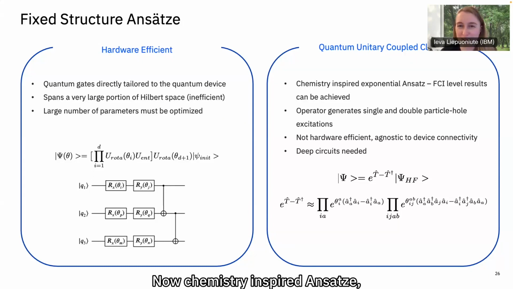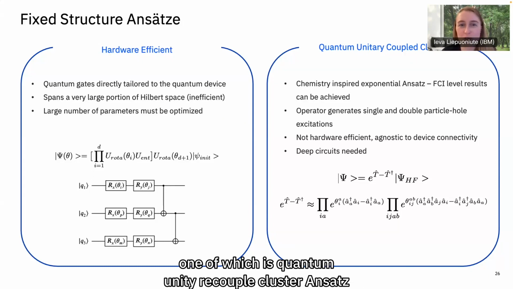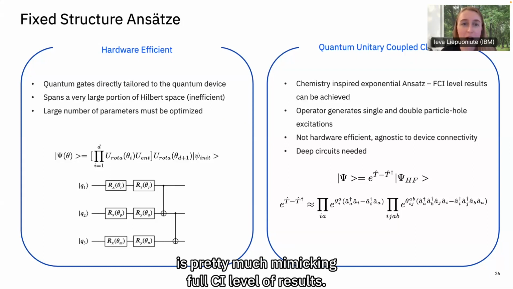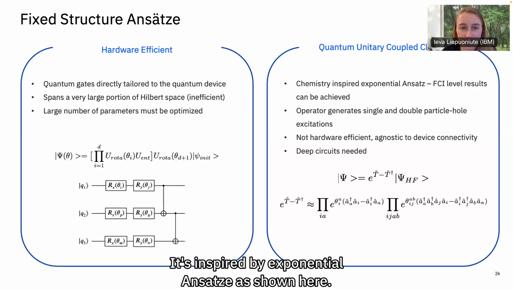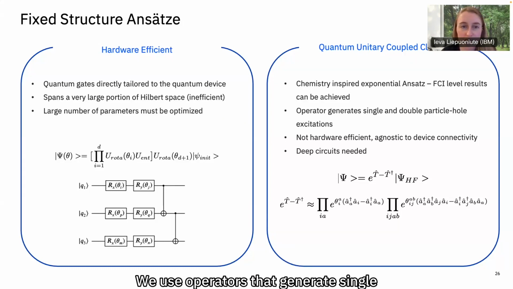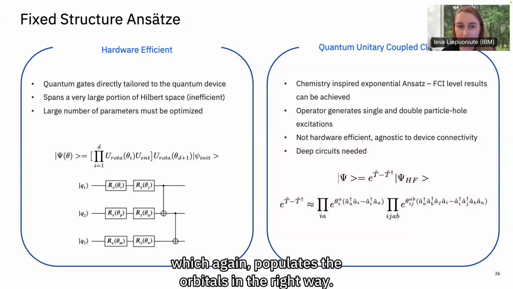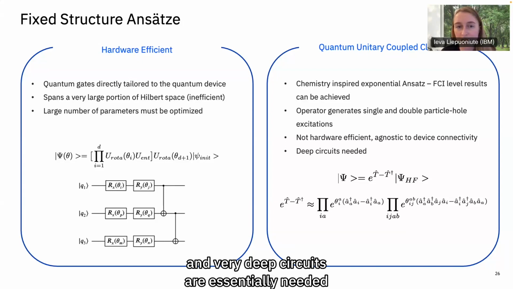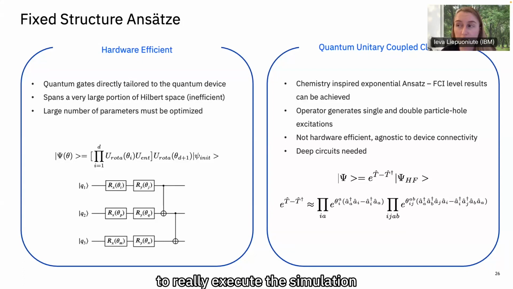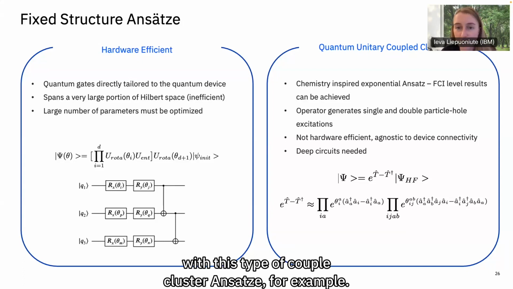Now, chemistry-inspired Ansätze, one of which is the quantum unitary coupled cluster Ansatz, pretty much mimic full CI level results, and that is very exciting. It's inspired by exponential Ansätze, as shown here. We use operators that generate single and double particle hole excitations, which again populates the orbitals in the right way. This Ansatz is not hardware efficient, and very deep circuits are essentially needed to really execute the simulation with this type of unitary coupled cluster Ansatz, for example.